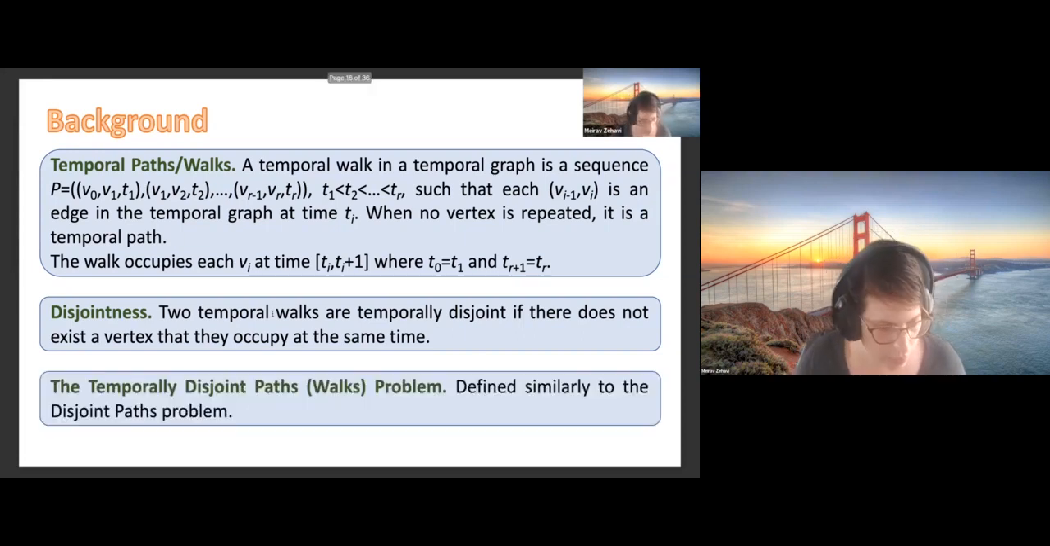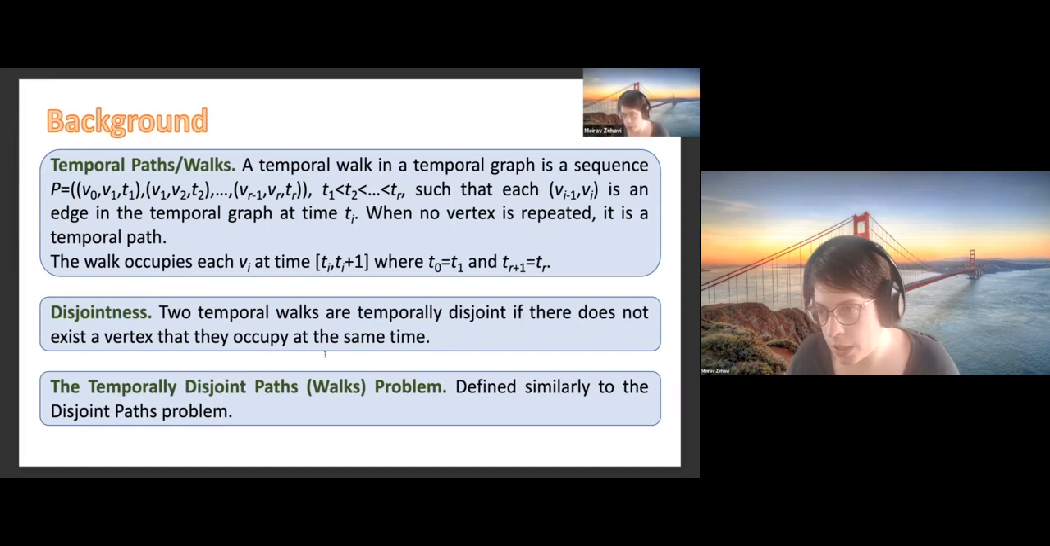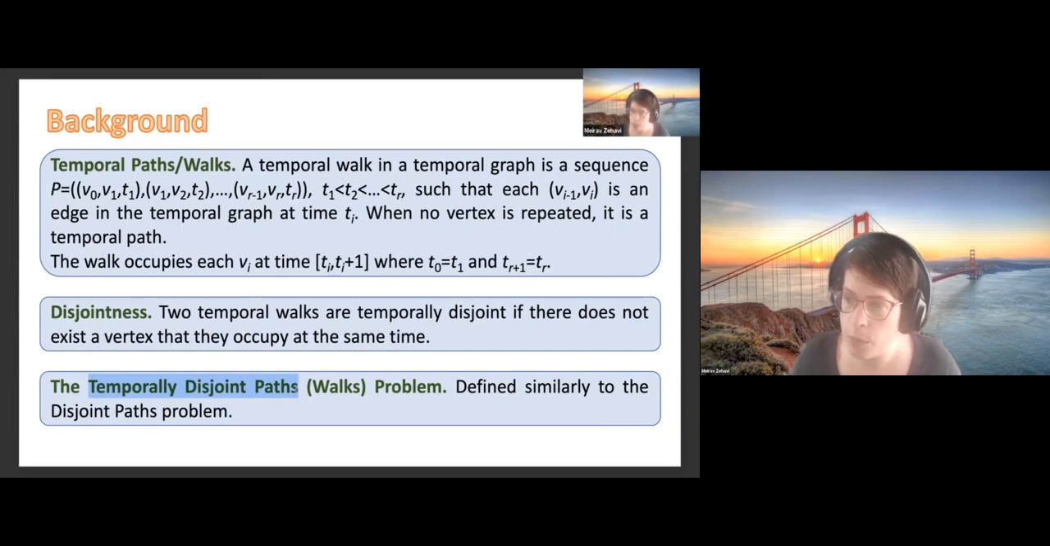And then, given this definition, the temporally disjoint paths, or walks, problem is defined similarly to the disjoint paths problem, just that now the definition of disjointness is different. Okay, so we talk about temporal disjointness. When we talk about temporally disjoint paths, we want the terminal pairs to be connected by temporal paths. And for the walk version, they need to be connected by temporal walks.